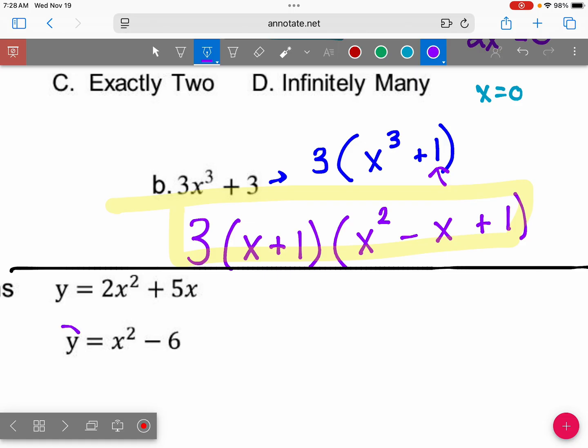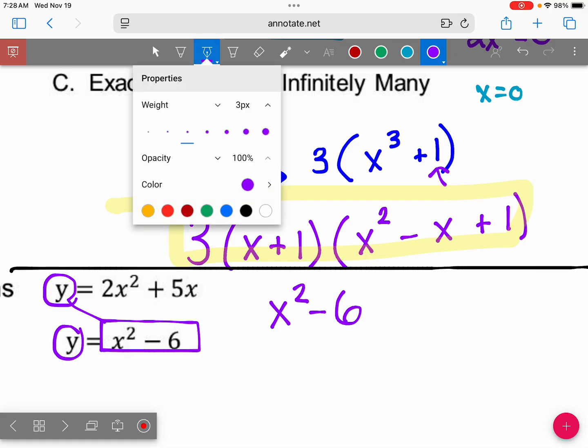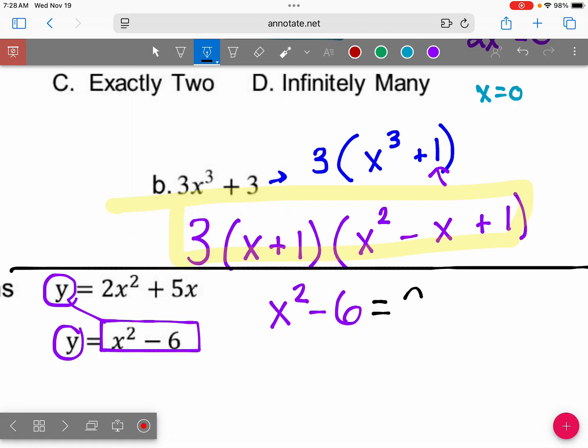So we're going to take the fact that y equals this piece and substitute it in place of that letter y. So we can write this as x squared minus 6 equals 2x squared plus 5x. How do I solve this?